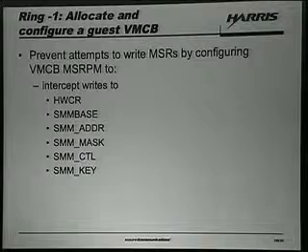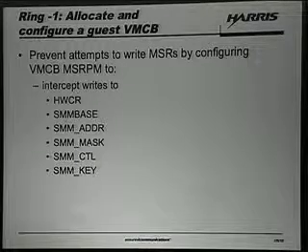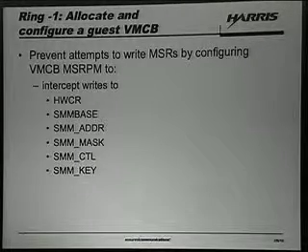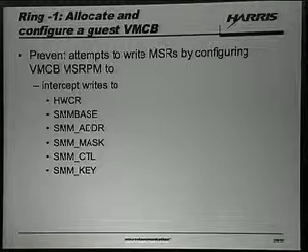Okay, and so now we have our guests. What do we need to do for our guests? We need to prevent writes to MSRs by configuring the model-specific register permission map. We need to make sure that we intercept writes to the hardware control register, because if somebody has the ability to reset SM lock back to 1, all of our intercepts go away. At which point we're in a lot of trouble because we've lost the ability to virtualize or to containerize this.